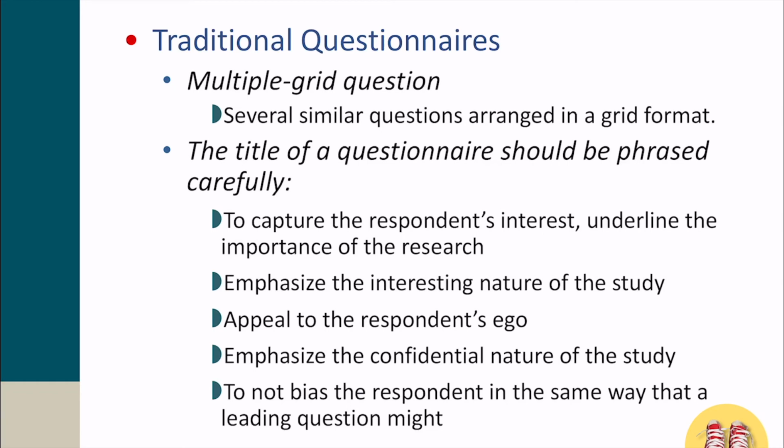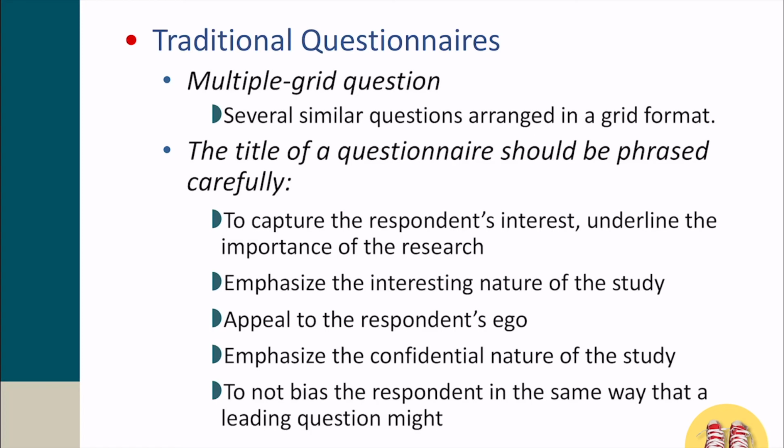Now, traditional questionnaires, multiple grid question, it has several similar questions arranged in a grid format. You'll have maybe a section on attitude and another section on quality and another section on customer service, something like that. And the title of a questionnaire should be phrased carefully. You want to be able to articulate the importance of the research, the nature of the study, appeal to the respondent's ego.